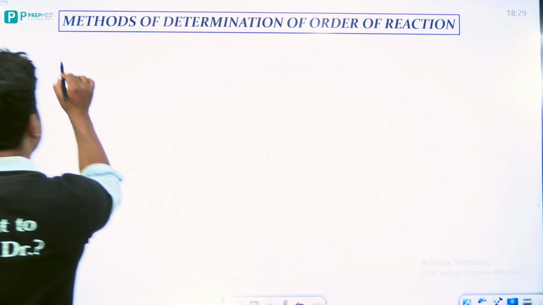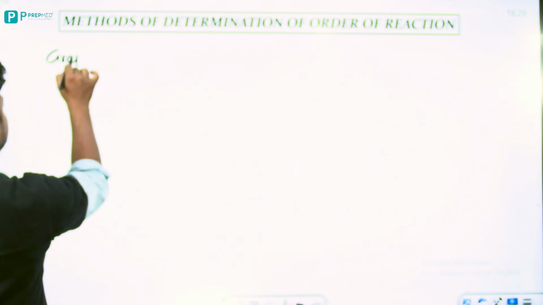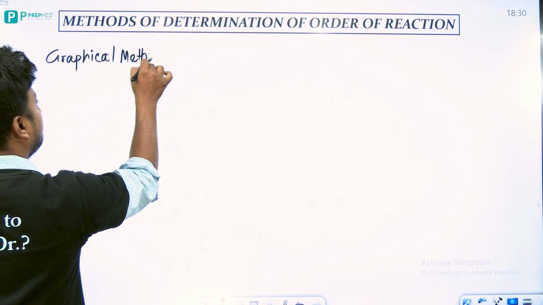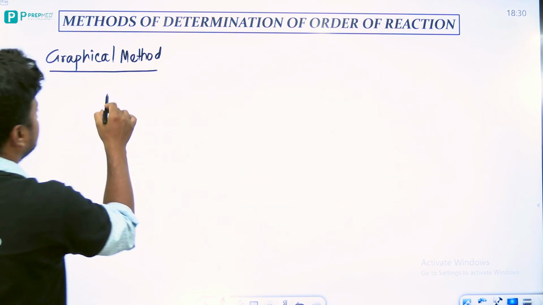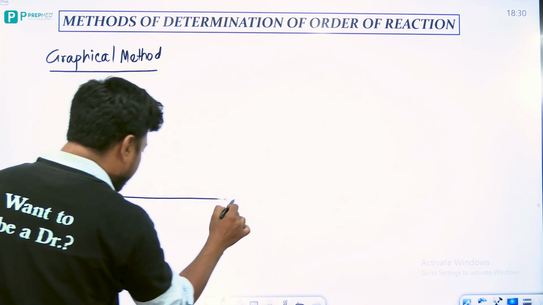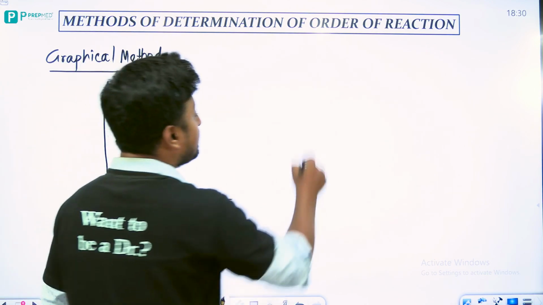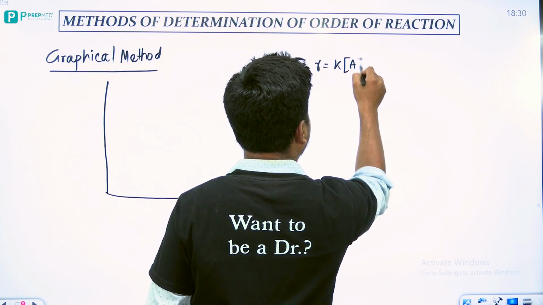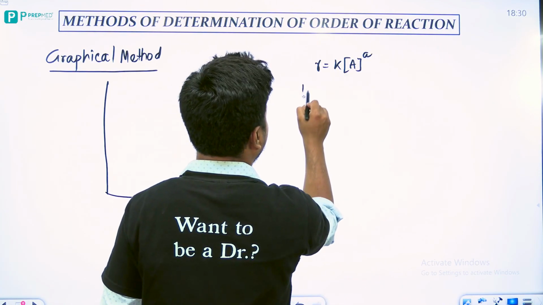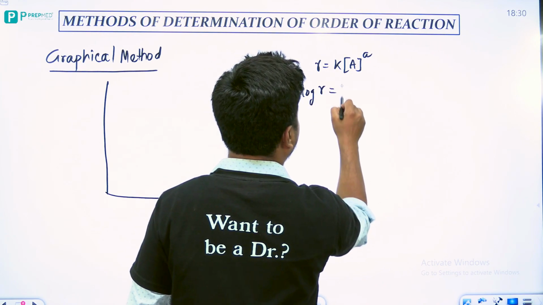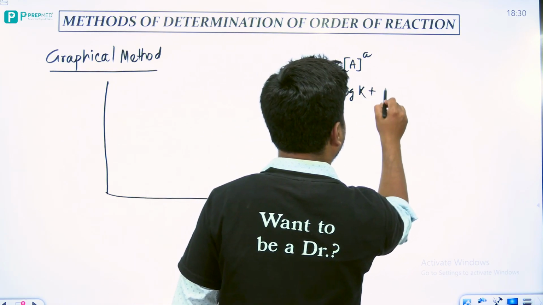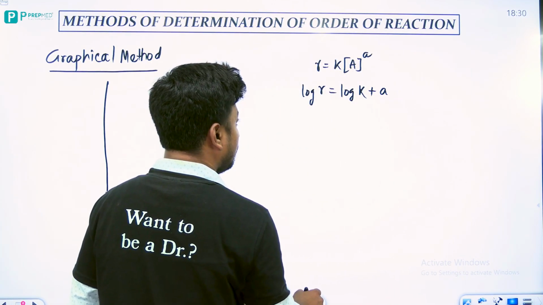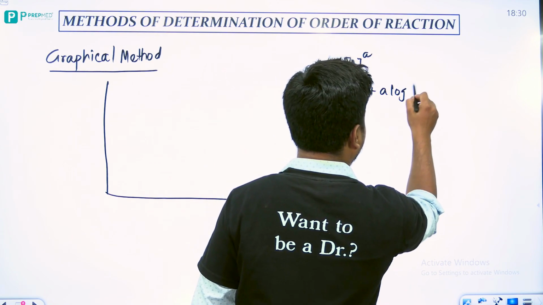This is a very simple method, the graphical method. What happens in this is, you basically draw a graph. Now what kind of graph? Let's say we have the equation r is equal to k into a to the power a. Now log of r is equal to log of k plus a log of a. We can write this.